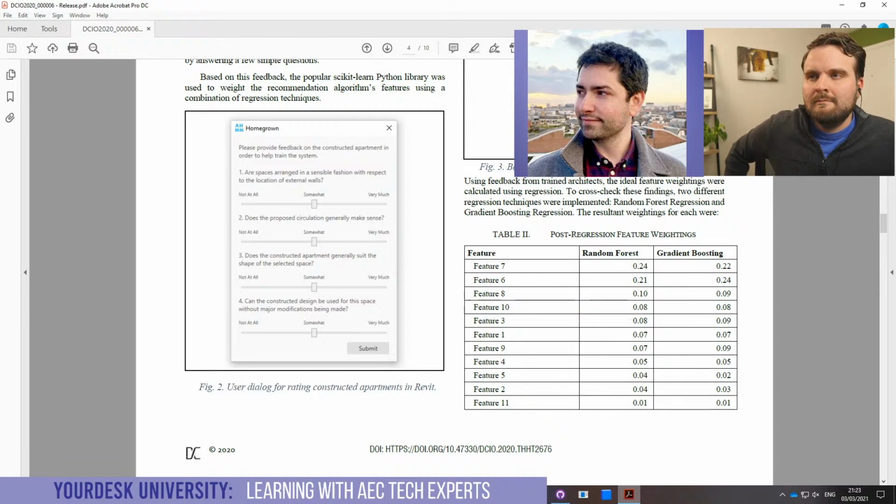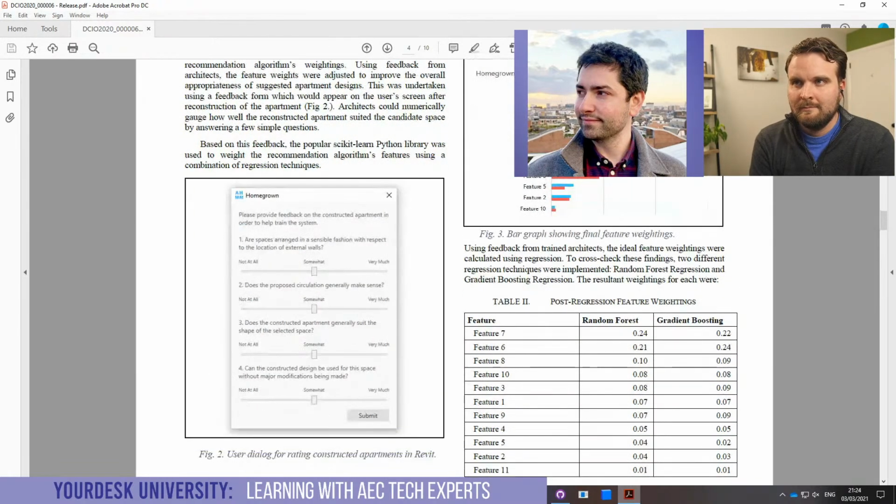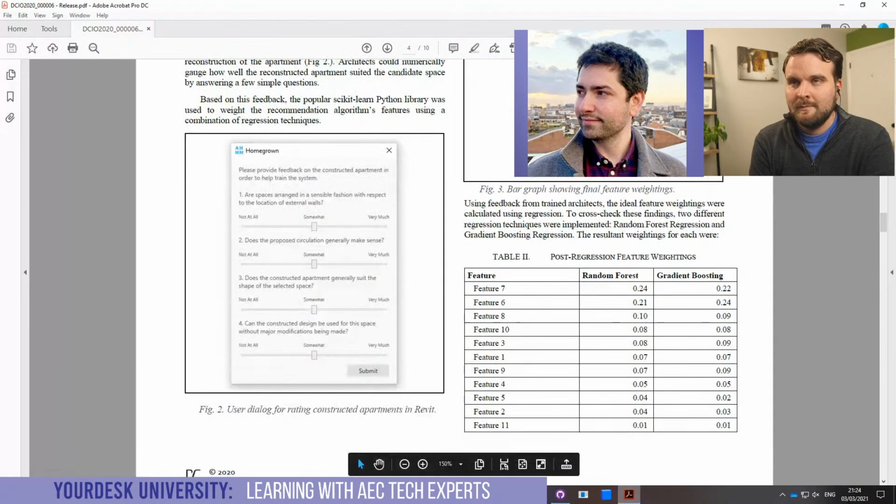And what I did is I got 13 trained architects to recreate 160 apartments using Homegrown with all of the flat 1.0 weightings. And then I wanted them to rate them. So I got them to use this kind of slidey feedback UI that I created in WPF.